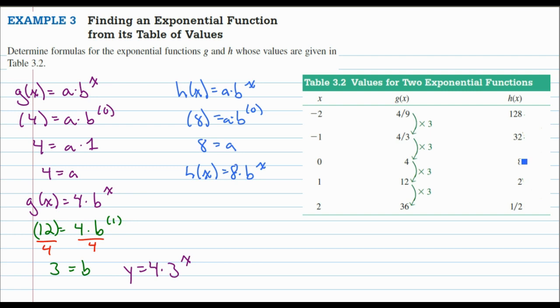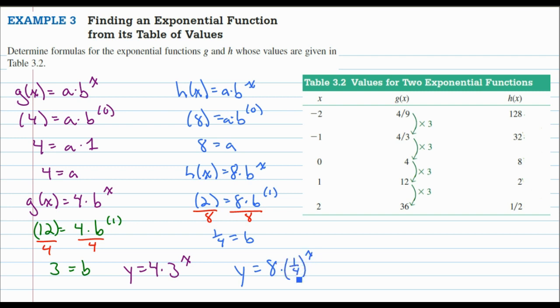Now I'm going to plug in another easy point. I think 1 comma 2 is easy. Maybe you think 2 comma 1/2 is easy. I don't know, it's up to you. So I'm going to plug in 2 for y and then 1 for x. Divide both sides by 8. 1/4 equals the b value. So this equation is y equals the a value times the b value to the x power.